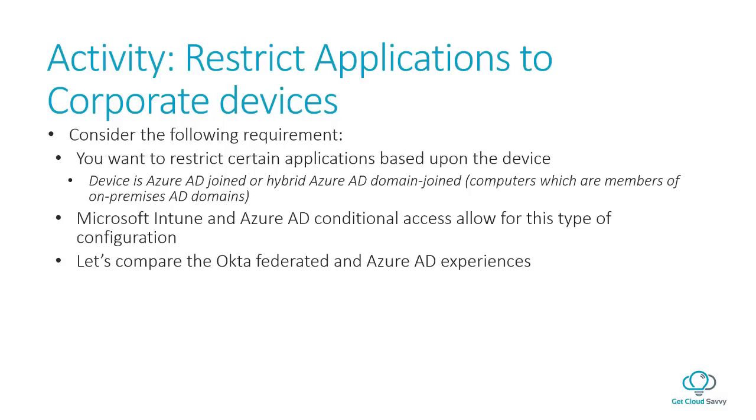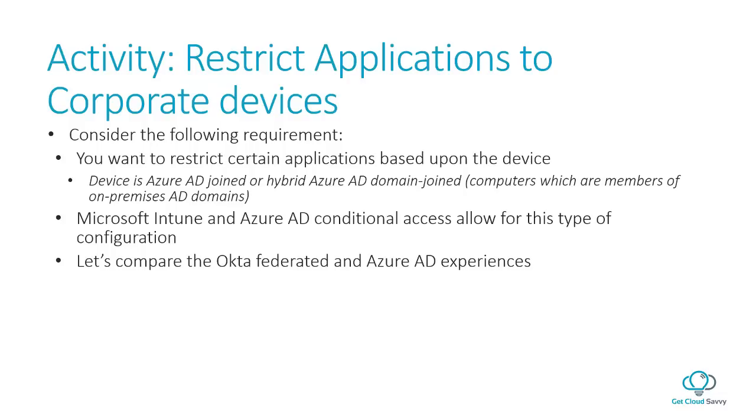So for the final activity, we want to look at restricting applications to corporate devices. So say we want to restrict SharePoint Online to only corporate devices. You might want to restrict other types of applications based upon the device. And specifically when we say corporate devices, we're talking about a device that is Azure AD joined. Windows 10 has a new feature called Azure AD joined, so joined to the domain and marked as compliant in Intune.